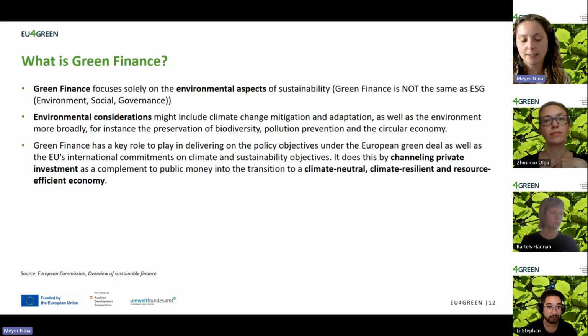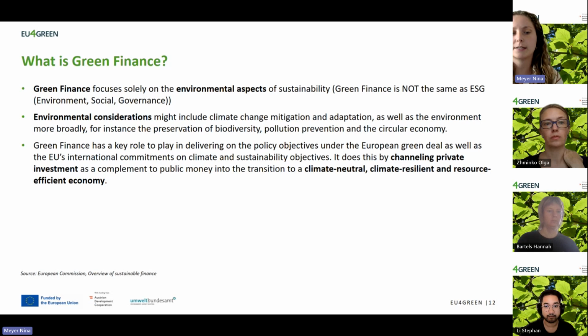But what is green finance? As we just heard, sustainable finance is considering all parts of ESG, and green finance only focuses on environmental aspects. So ESG is not the same as green finance. And those environmental considerations might include climate change mitigation and adaptation. And if we want to see it more broadly, it can also include preservation of biodiversity, prevention of pollution, and the transformation to a more circular economy.